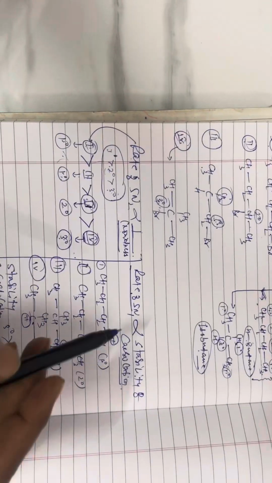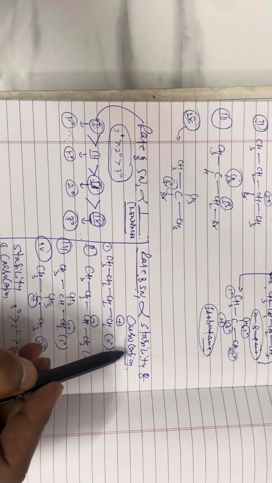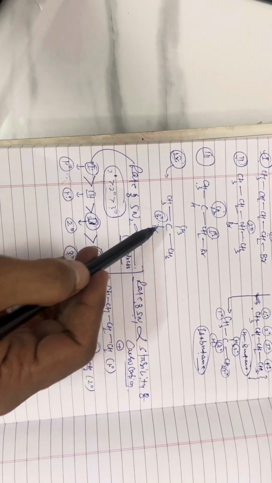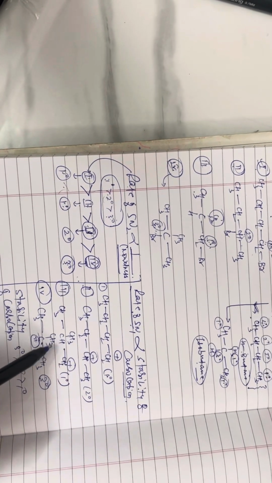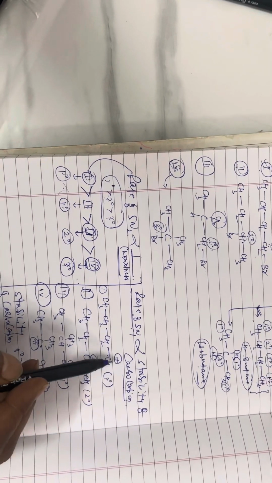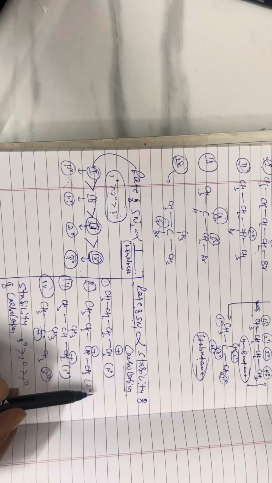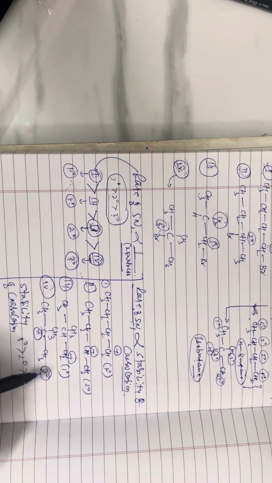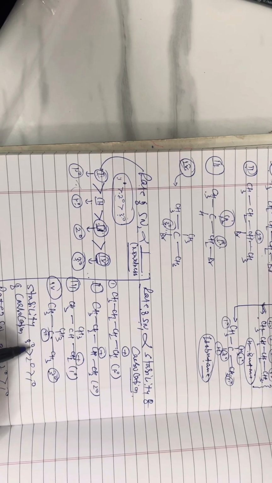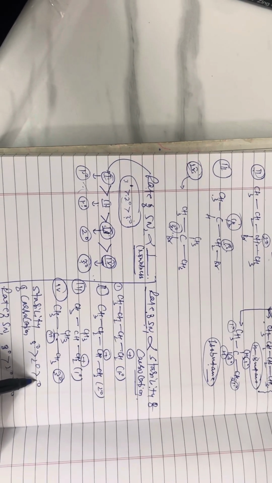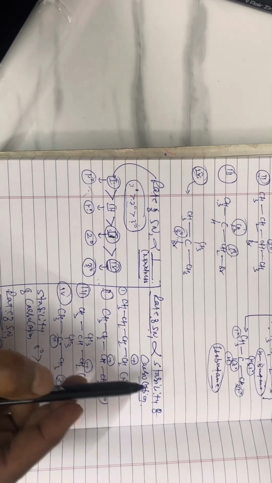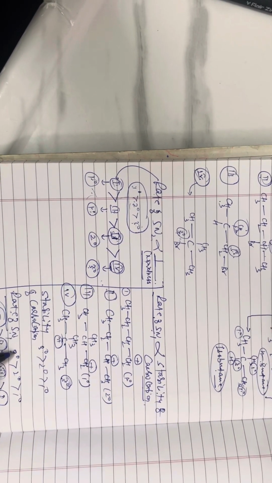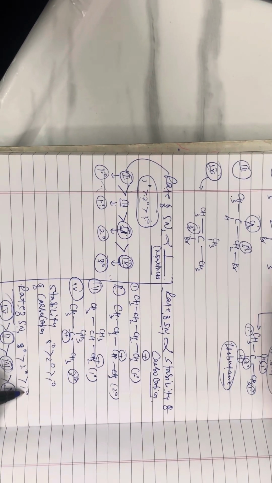Similarly, in the case of SN1, the rate is directly proportional to the stability of the carbocation. So form the carbocation in all the cases. This is a 1 degree carbocation, 2 degree carbocation, 1 degree carbocation, 3 degree carbocation. And you know the stability of carbocation is 3 degree more than 2 degree more than 1 degree. Similarly, the rate of SN1 is also directly related to the stability of the carbocation.